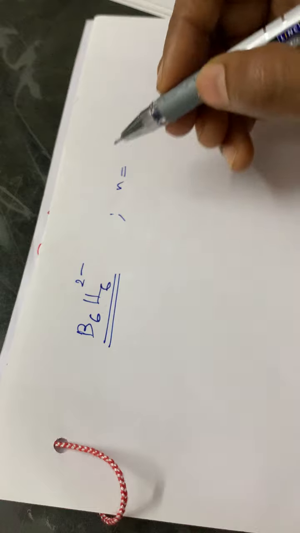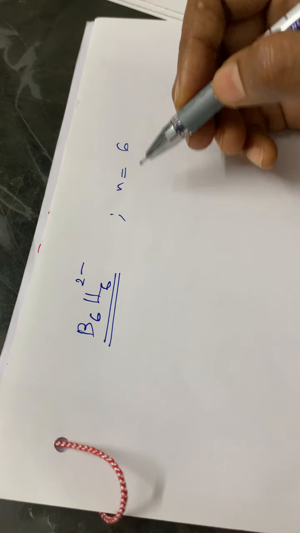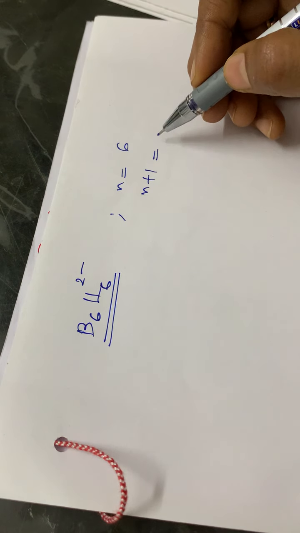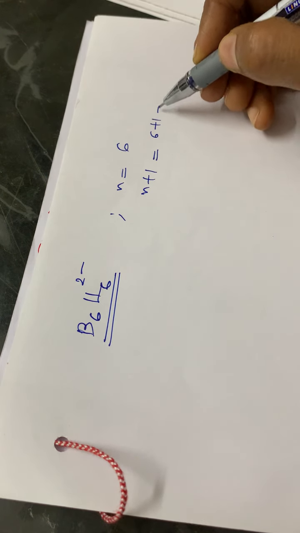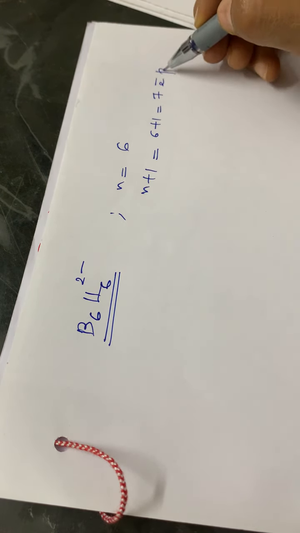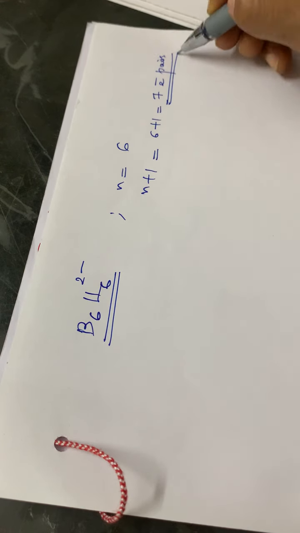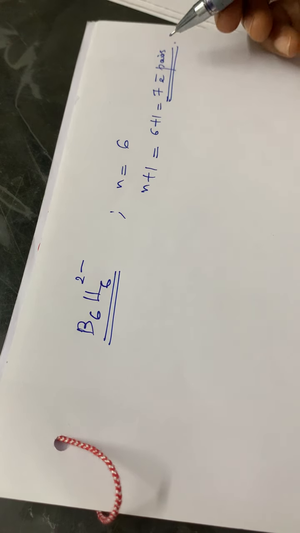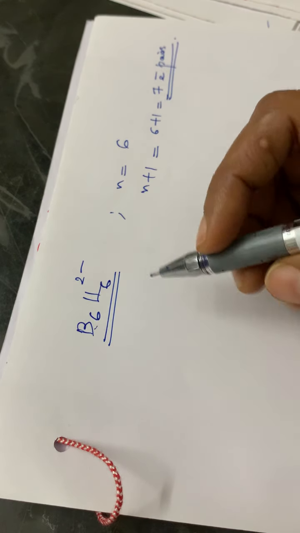N is equal to 6, only 6 boron atoms are there. Then the number of electron pairs to the skeletal framework will be equal to 6 plus 1, that is equal to 7 electron pairs. Here it is not electrons, it is the electron pairs. Okay, 7 electron pairs. Then you have to write the contributions.